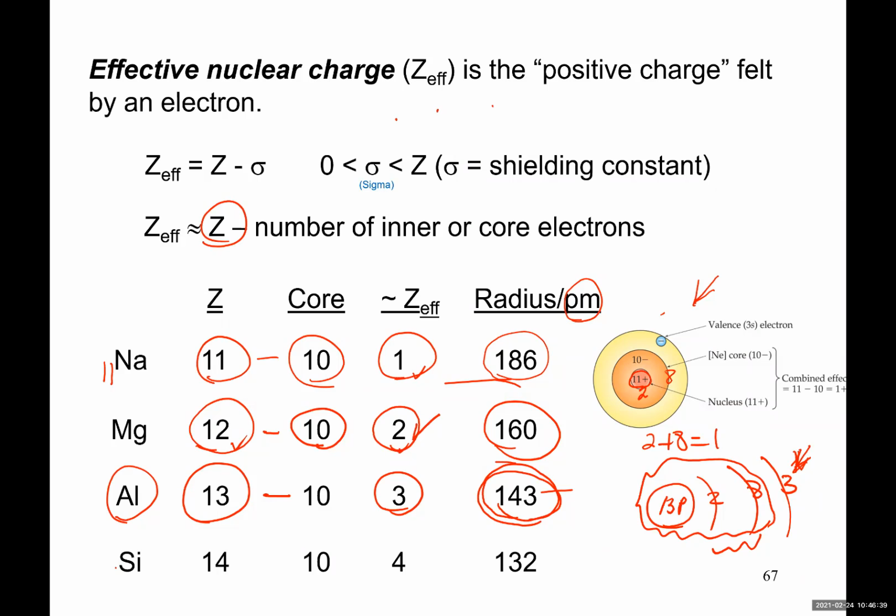And if I go to silicon, atomic number 14, there are 10 inner electrons. The effective nuclear charge is increased from the charge of 3 protons to 4 protons, and you see the atom is getting even smaller. So this was simply telling you about the fact that effective nuclear charge is different from the total charge of the nucleus.